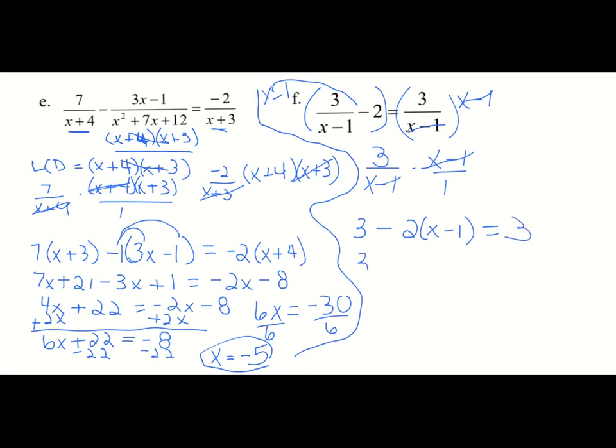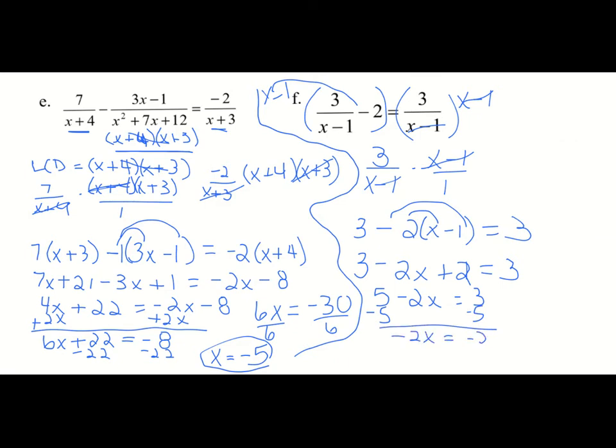So now I have 3 minus, when I distribute, 2x plus 1, or no, plus 2, excuse me, because 2 times 1 is 2, equals 3. 3 plus 2 will give me 5 minus 2x equals 3. I will subtract 5 from both sides. So I end up with negative 2x equals negative 2. Divide by negative 2. So I get x equals 1.